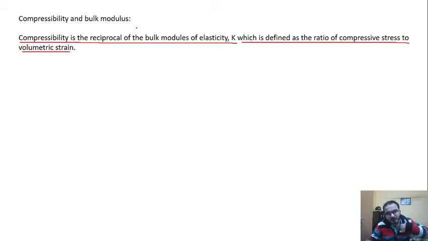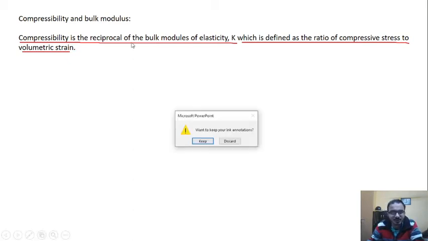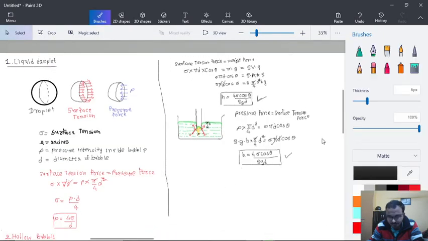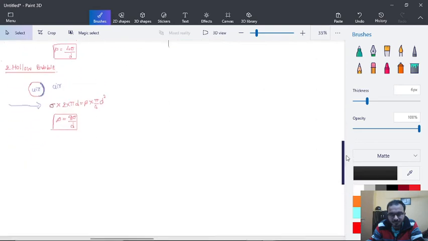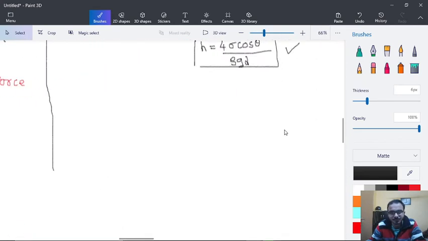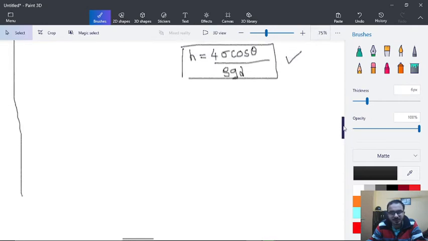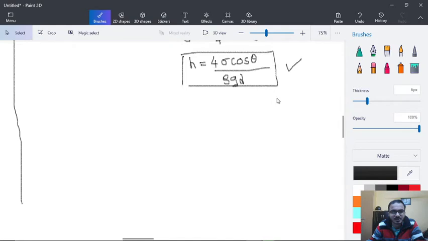So for a while what you will remember is that bulk modulus of elasticity K is defined as the ratio of compressive stress to volumetric strain. So let's derive this formula for bulk modulus first. So here, to understand this bulk modulus, we will take a piston cylinder arrangement.